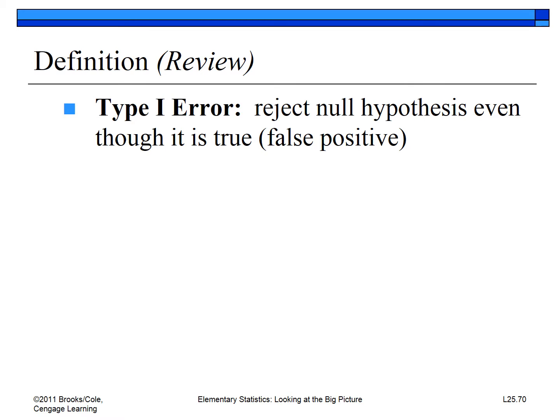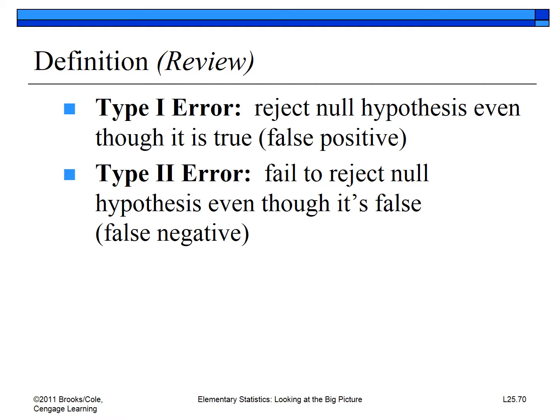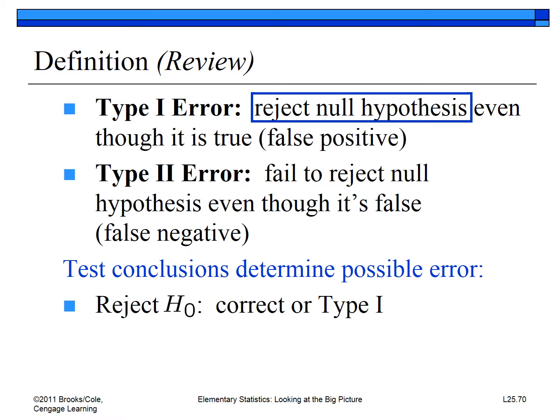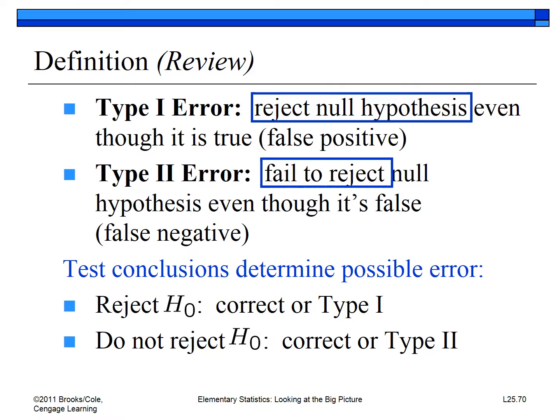Remember, a type 1 error is when we reject the null hypothesis even though it's true. That's a false positive. A type 2 error is when we fail to reject the null hypothesis even though it's actually false. That's a false negative. When we reject the null hypothesis, either we do it correctly or we made a type 1 error. If we do not reject the null hypothesis, either we did it correctly or we made a type 2 error.